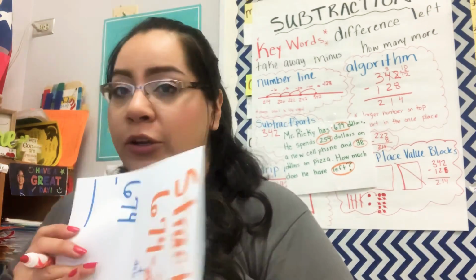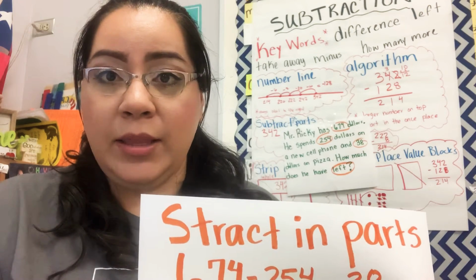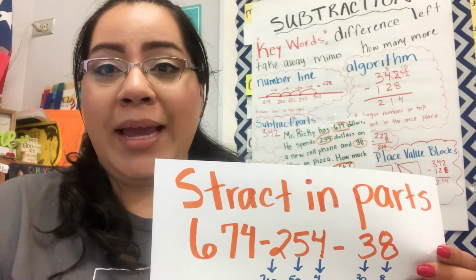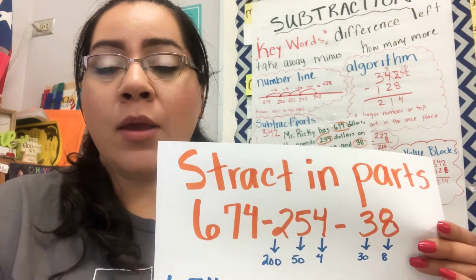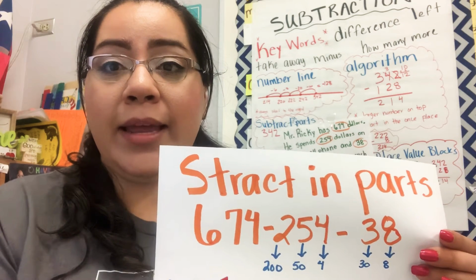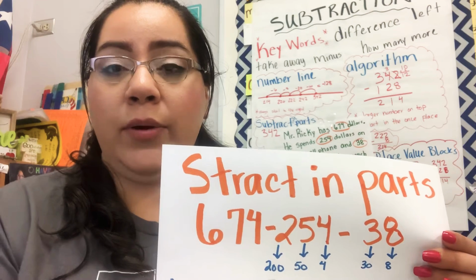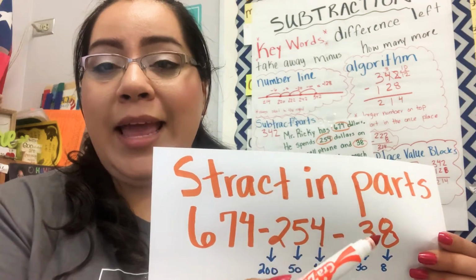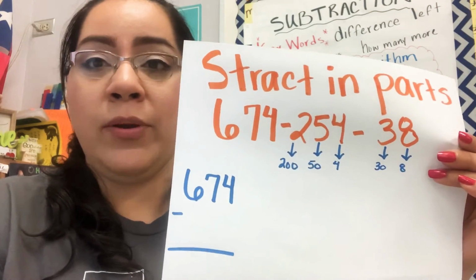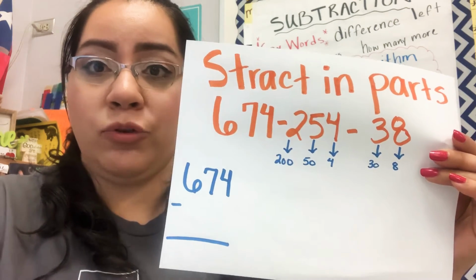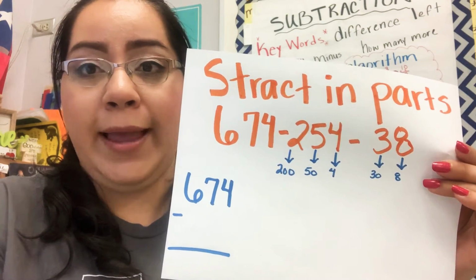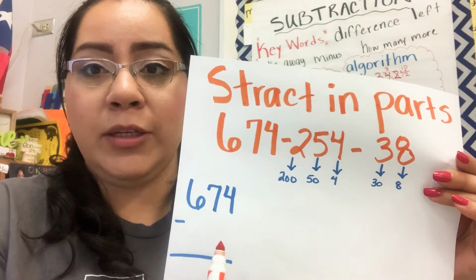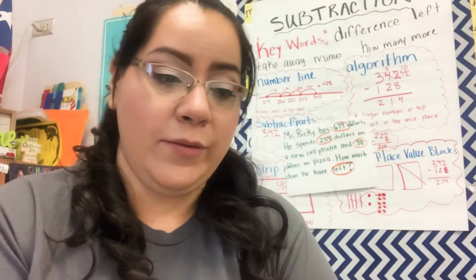Now we could subtract in parts the way that we did it on Monday. So I'm going to rewrite my number, 674 minus 254 minus 38. When we're subtracting in parts, we have to remember that that 2 represents 200, the 5 represents 50, the 4 represents 4 ones, 3 is a 30, and the 8 represents the 8 ones. So when I rewrite my numbers below, I'm going to subtract each place value 1 at a time. So the first is the hundreds place. I have 200 here. I don't have anything here. So I'm going to subtract 200 from 674.